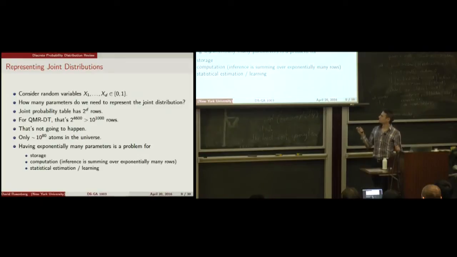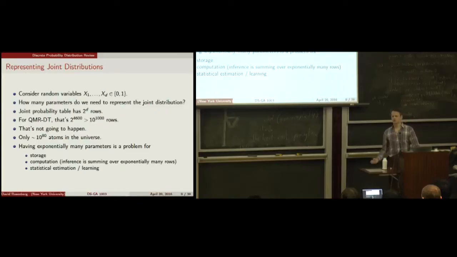So this is clearly infeasible. In general, having a huge number of parameters, it's going to be hard even for storage. But if we can store it, it's going to be hard for computation. And for statistics, we have to estimate those parameters. So imagine how much data you need to estimate like 100 billion parameters or something. The point is, we want to get away from needing exponentially many parameters to represent our distribution.